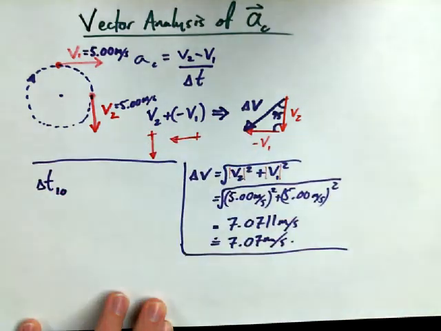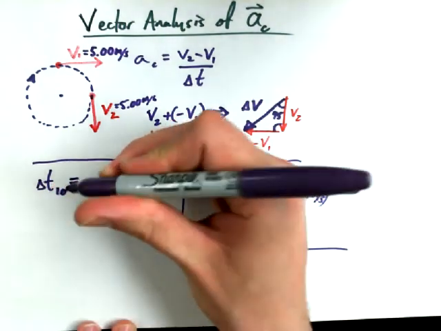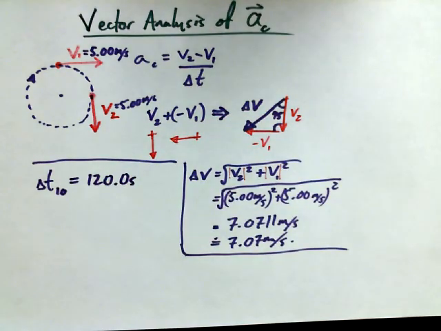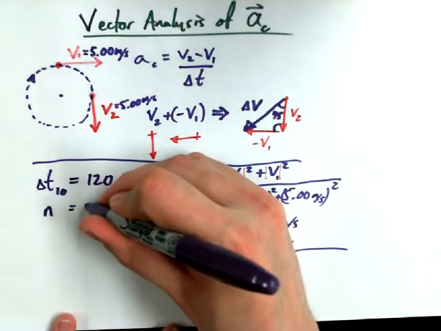I'm going to say delta t 10. That means 10 orbits. I'm just inventing notation, okay? But I'm telling you what it means. Delta t for 10 orbits, let's say that it was equal to 120.0 seconds. And so n would be equal to 10.